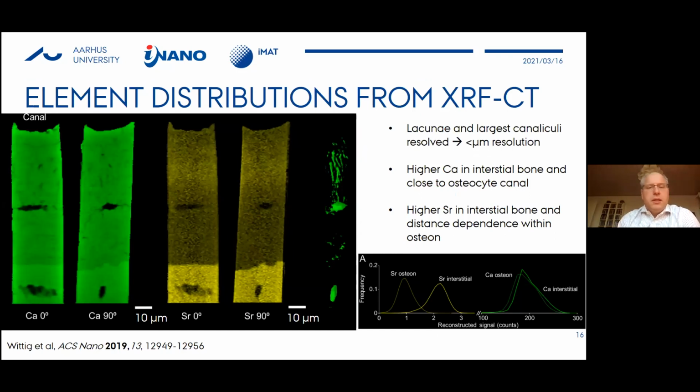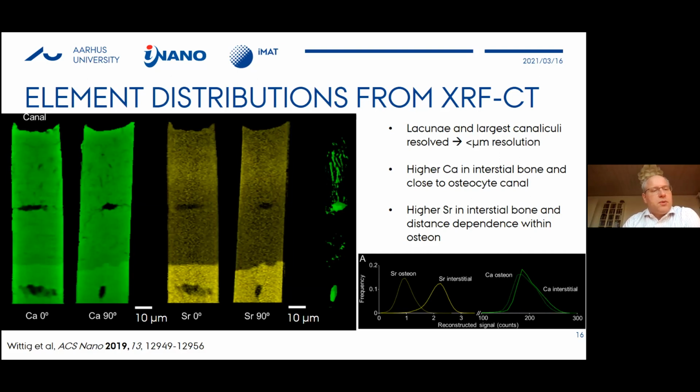So what I've shown here in green is the calcium concentration, and in yellow, the strontium concentration. And they're shown in two slices through the reconstructed 3D volume. And to the right, you can see the void spaces. So the osteon canal is at the top of the image. And if we focus first on the calcium, you can see that we see osteocyte lacunae as these black voids. And there's maybe even an indication that we can see the beginning of the canalicular network, indicating that we for sure have submicron resolution in the images.